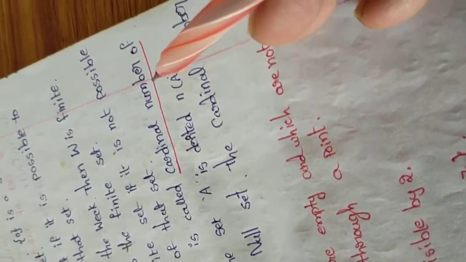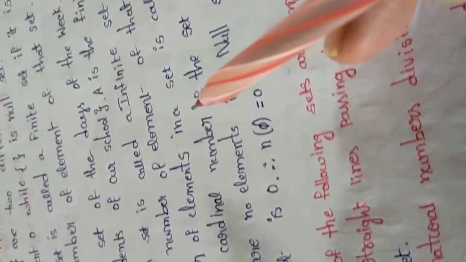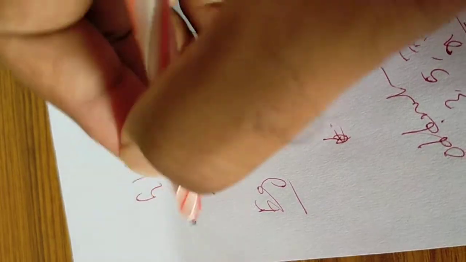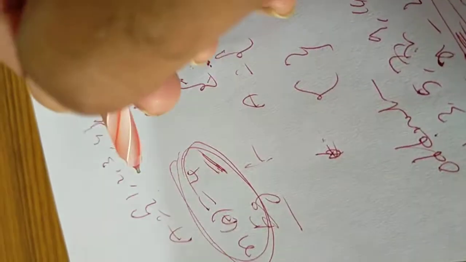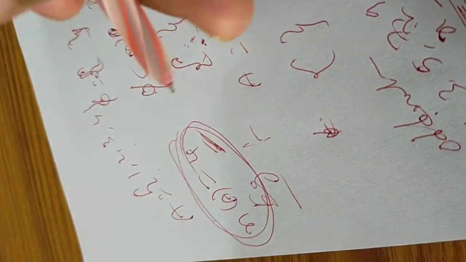The set of all natural numbers, the set of all even natural numbers, and the set of odd natural numbers are all infinite sets. Note: the number of elements in a set is called the cardinal number of the set. Suppose A = {1, 2, 3, 4}. How many elements? The number of elements n(A) = 4. So it is a cardinal number.